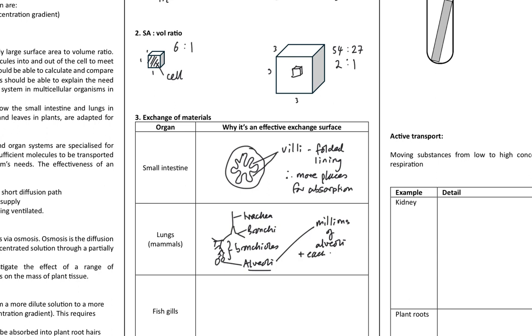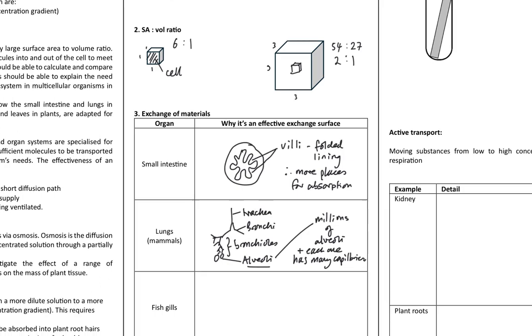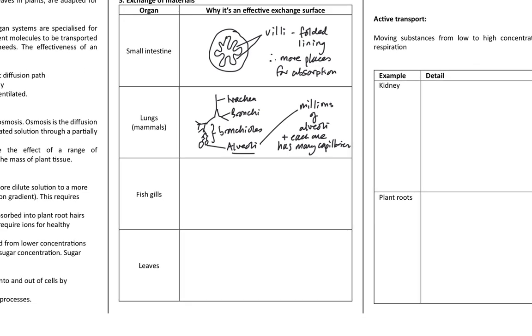Plus each one has many capillaries. Squeeze it in. So don't say the lungs are good at exchange because an alveolus has a high surface area. One alveolus hasn't got a high surface area. It's like a sphere. But because we have millions of them, because we have a branching bronchial tree, that means that the lungs have a high surface area. So an alveolus hasn't got a high surface area. The lungs do because of the millions of alveoli.